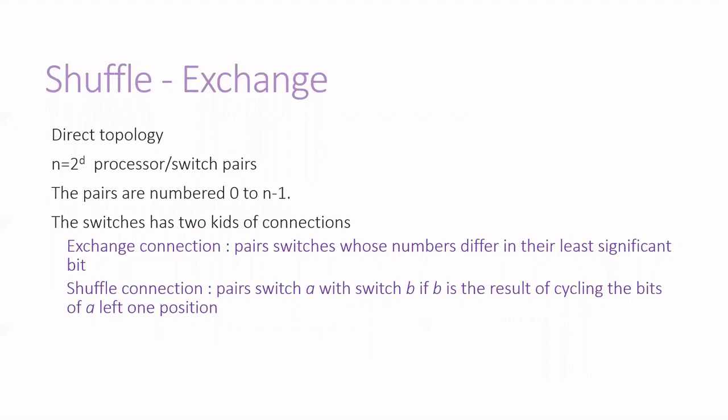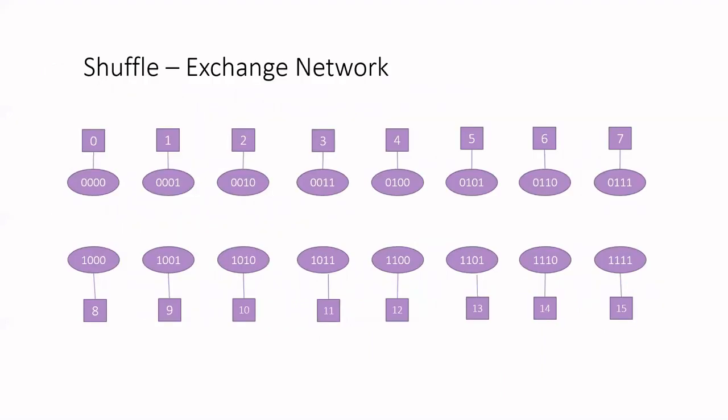Now let's try drawing a shuffle exchange network. Here you can see that there are 16 processors connected to switch nodes and they are labeled from 0 to 15. Now let's try the exchange connection. Exchange connection is to pair two nodes if they differ in the LSB.